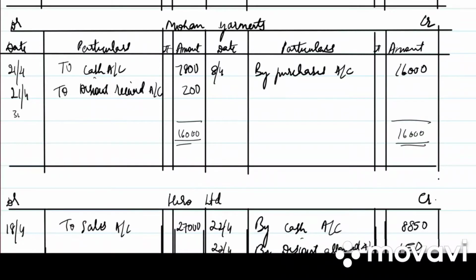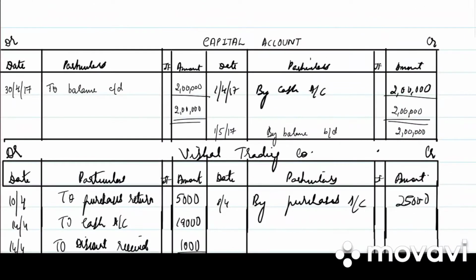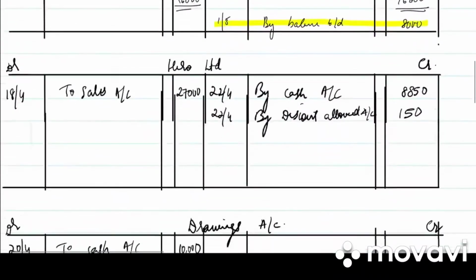16,000. On 30th April, to balance carried down, 16,000 minus 7,200 minus 200, that is 8,000. On 1st May, we'll bring down the balance. By balance brought down 8,000. So Mohan Garments shows a credit balance of 8,000. Capital account shows a credit balance of 2 lakh.